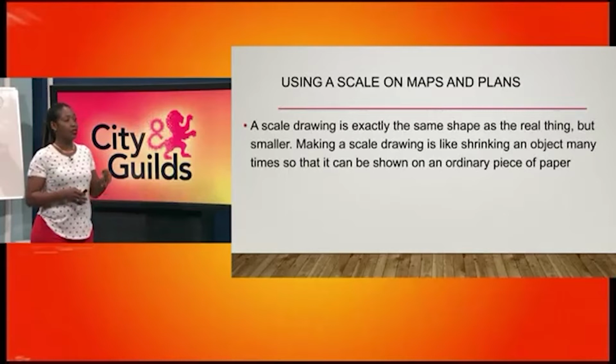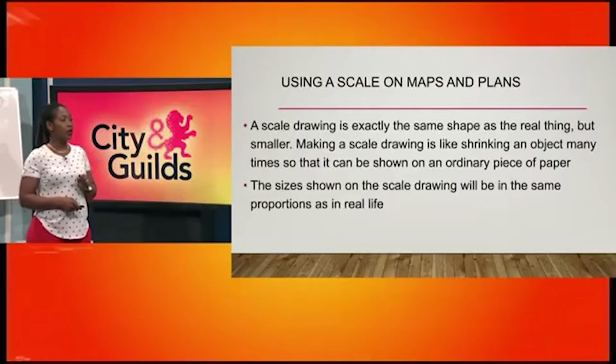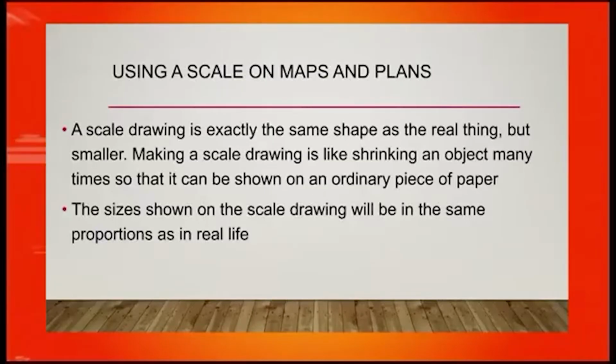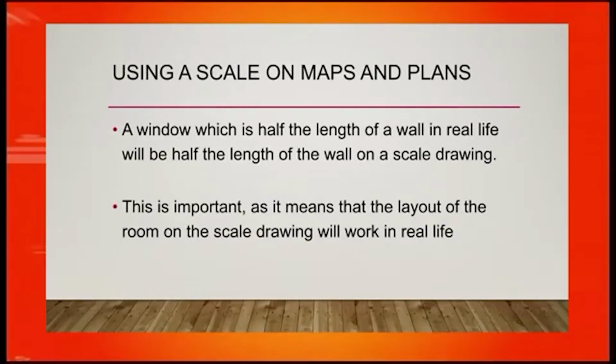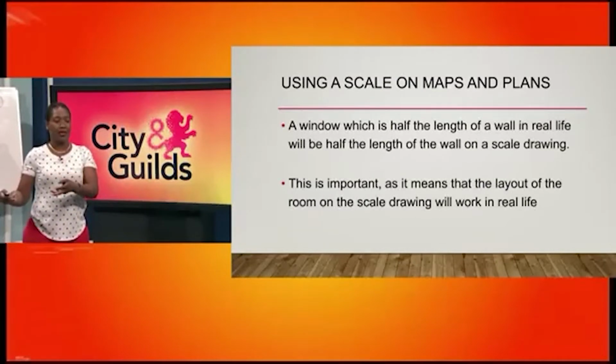Making a scale drawing is like shrinking an object many times so that it can be shown on an ordinary piece of paper, which I already said, so pretty much we're just repeating that. The sizes shown on the scale drawing will be in the same proportion as in real life. What does that mean? If a window is half the length of a wall in real life, it will also be half the length of the wall on a scale drawing. The proportions must match. They must be scaled down just as if you were looking at it in reality.